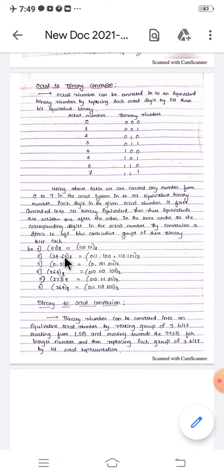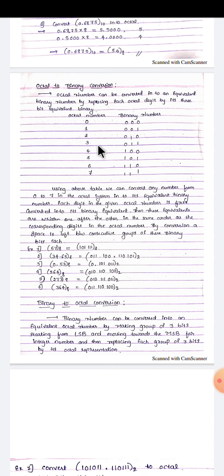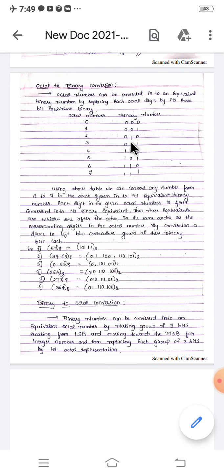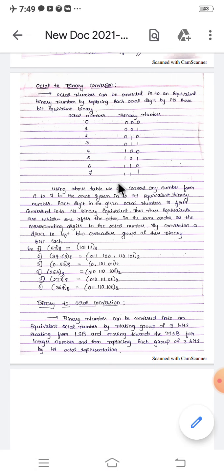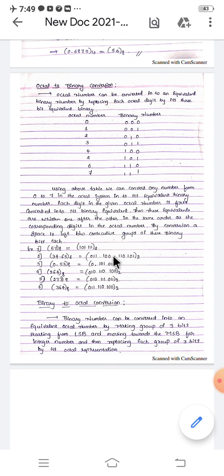Next 34.65. First 3: the binary of 3 is 011. Next 4: the binary is 100. So 011 100. The point stays as it is. Then 6 and 5. 6 is 110.